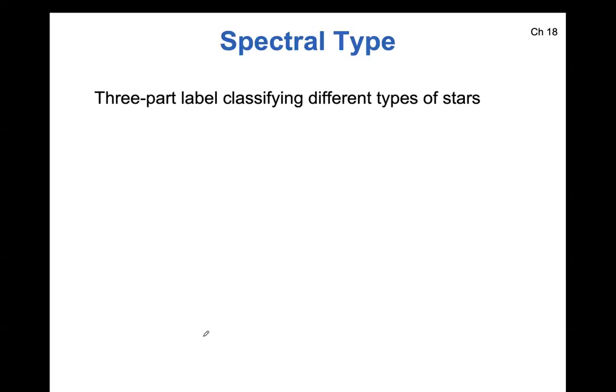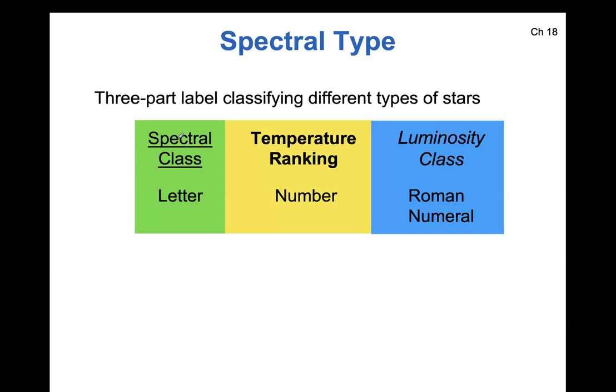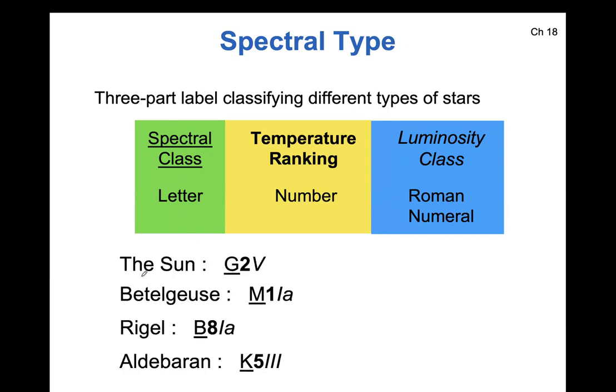So when we talk about spectral type, it's a 3-part label classifying system. All right, so we have the spectral class, which is a letter, the temperature ranking, which is a number, and the luminosity class, which is a Roman numeral. Okay, so examples. The sun is a G2V star. Betelgeuse is an M1Ia star. Okay, and actually it's an M1 Ia star because it's M1 and then the Roman numeral is Ia, and I guess this would be more like G2V because the Roman numeral you'd read it like a letter.